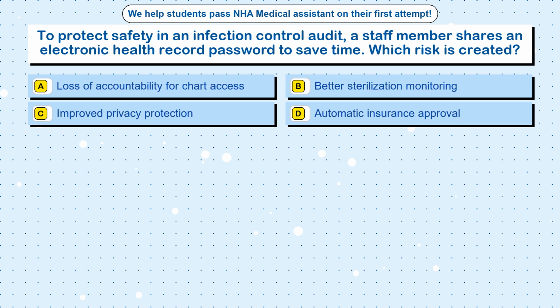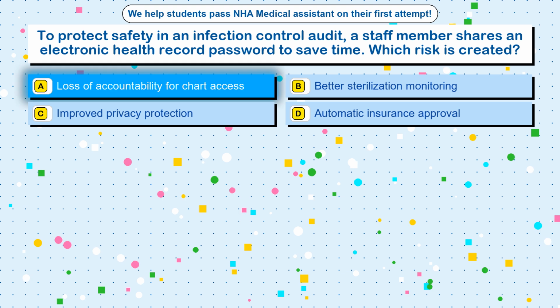Question 84. To protect safety in an infection control audit, a staff member shares an electronic health record password to save time. Which risk is created? Option A. Loss of accountability for chart access. Option B. Better sterilization monitoring. Option C. Improved privacy protection. Option D. Automatic insurance approval.